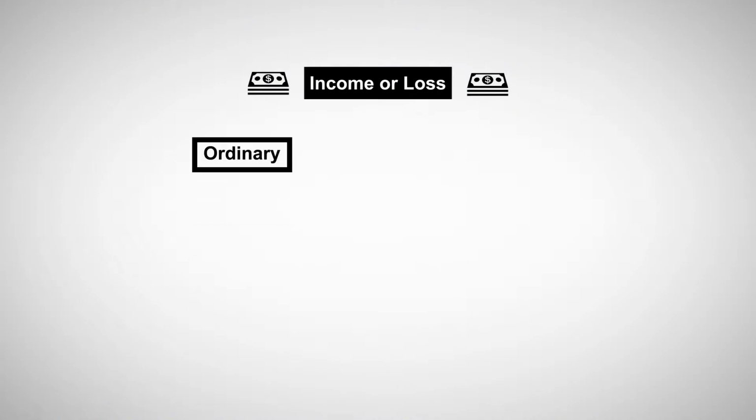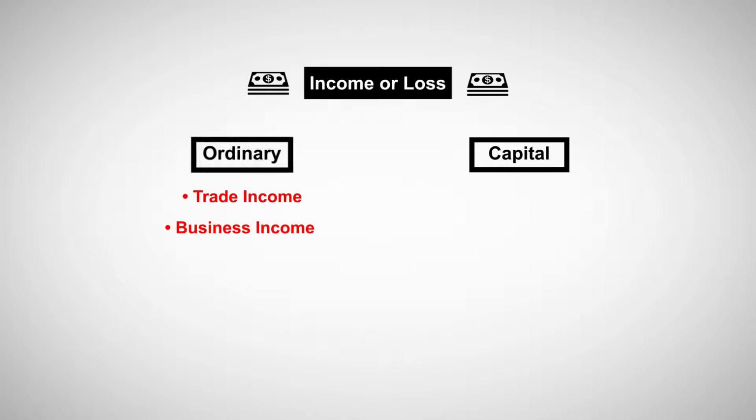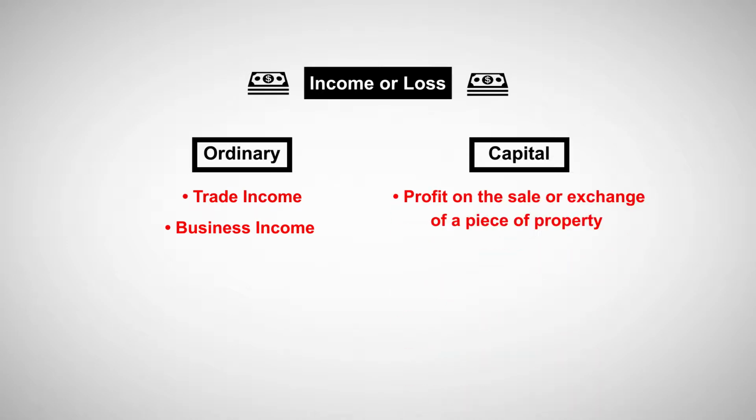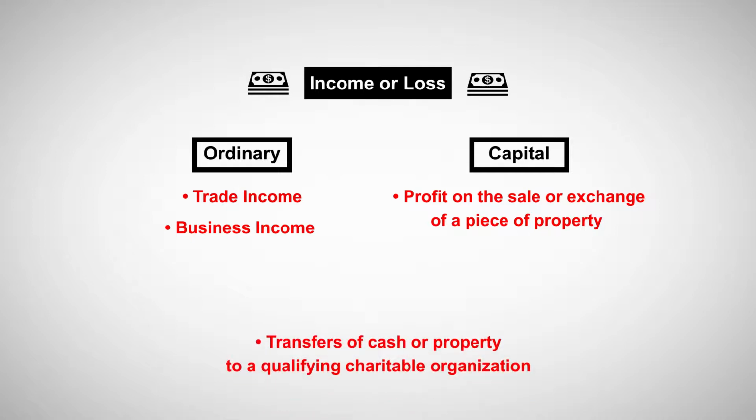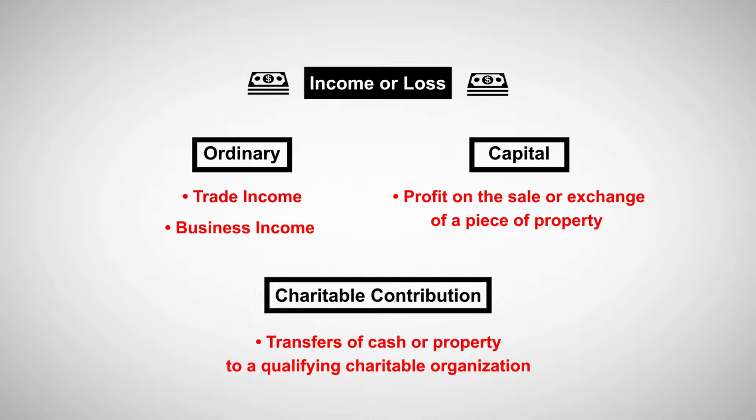That is to say, a particular item of income or loss can be ordinary, or it can be capital. Trade or business income is generally an ordinary item of income, whereas the profit on the sale or exchange of a piece of property is generally a capital gain. Certain other items may have an even more specific character. Transfers of cash or property to a qualifying charitable organization may be considered a charitable contribution, for example, which characteristic must be maintained as that deduction is passed through to the partners in order for them to properly account on their own returns.